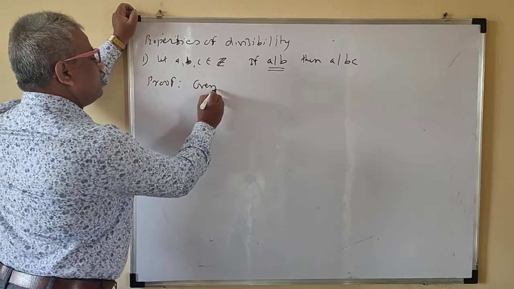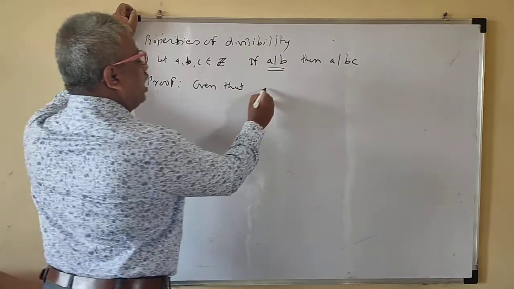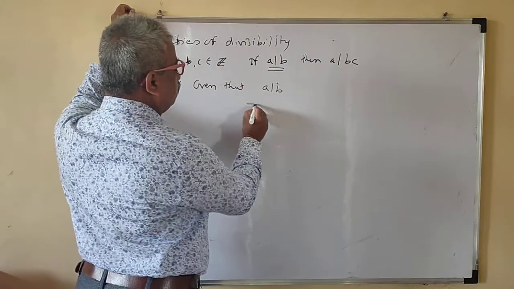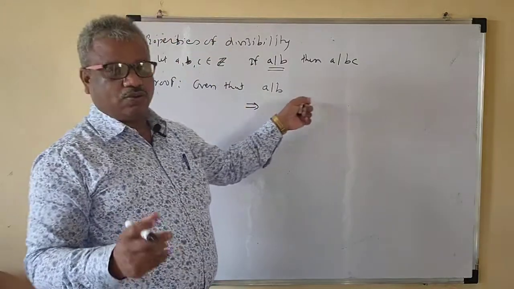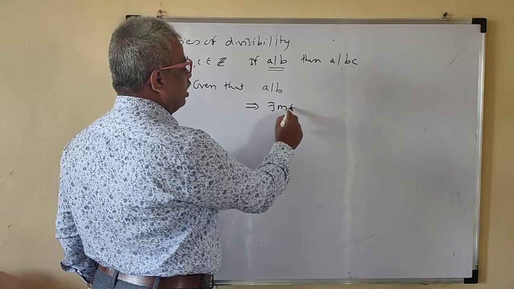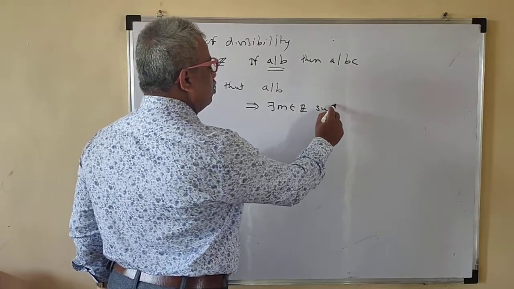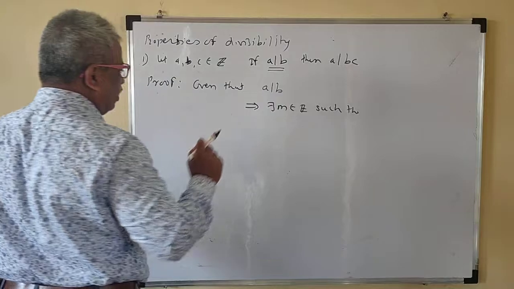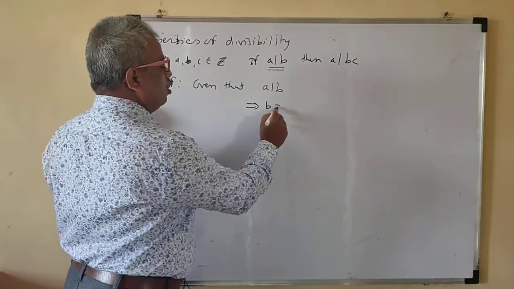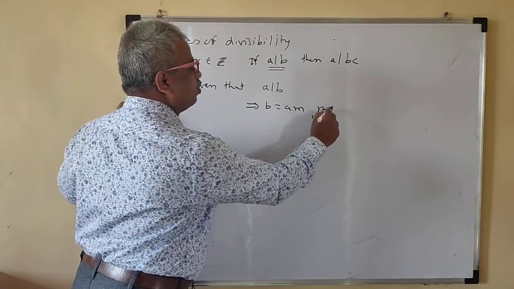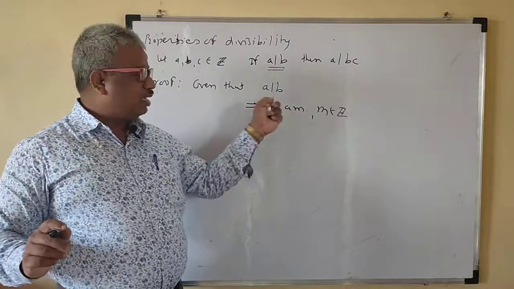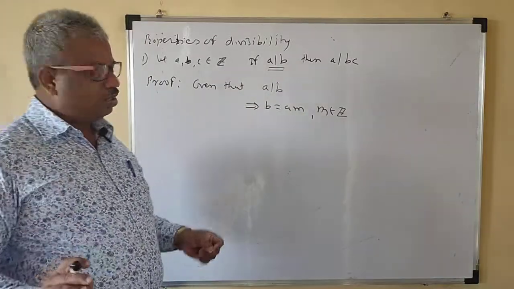Proof. Given that A divides B, so what does this imply? There exists M belonging to Z such that B is equal to AM. Take a letter other than C now, because C is in the problem. Don't use A, B, C. Other than A, B, C, you may use any letter you want. You may take alpha.